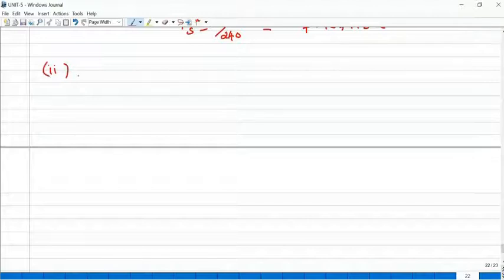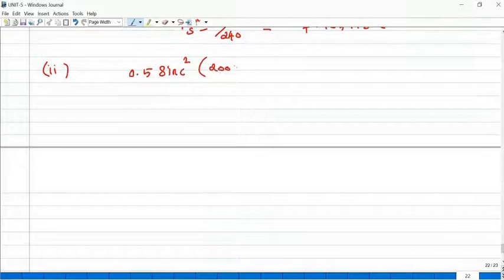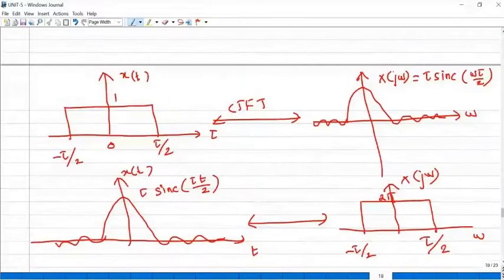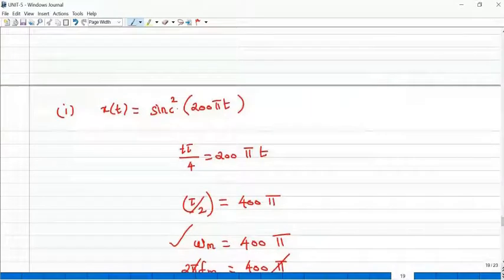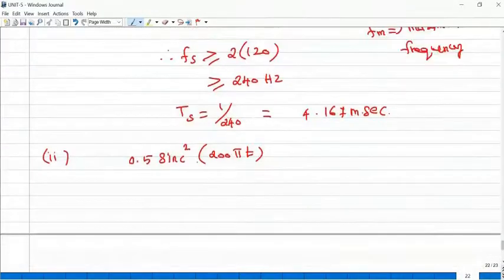Then how to solve? Second option, I think. What is the second problem? 0.5 sinc square of 200 pi t. Okay. So already, the first problem is a sinc square related problem only. First one, sinc square of 200 pi t. Here also, sinc square of 200 pi t.